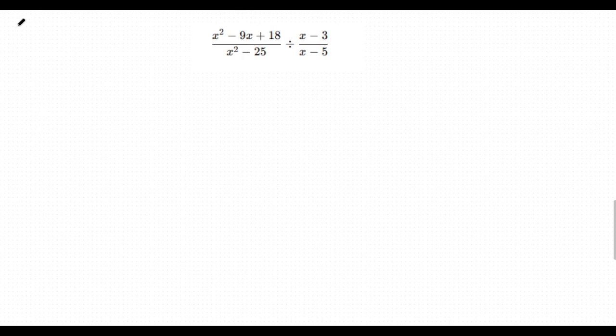Let's approach this step by step. x squared minus 9x plus 18. So we're going to use our r times s and our r plus s, which must equal negative 9 and 18. So we're going to use that again.